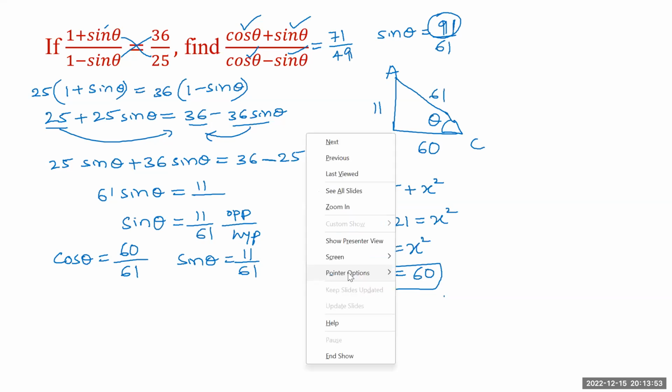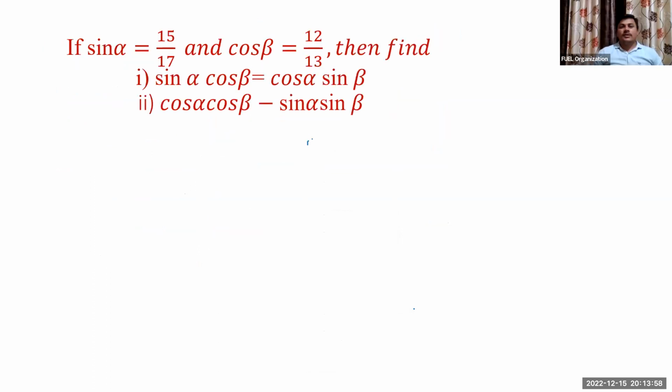Just a minute, I'll clear the screen. Next. Here comes your next question. If sine alpha is equal to 15 by 17 and cos beta is equal to 12 by 13, then find sin alpha cos beta plus cos alpha sin beta. Here the plus sign is there, not equal to. And here cos alpha cos beta minus sin alpha sin beta.